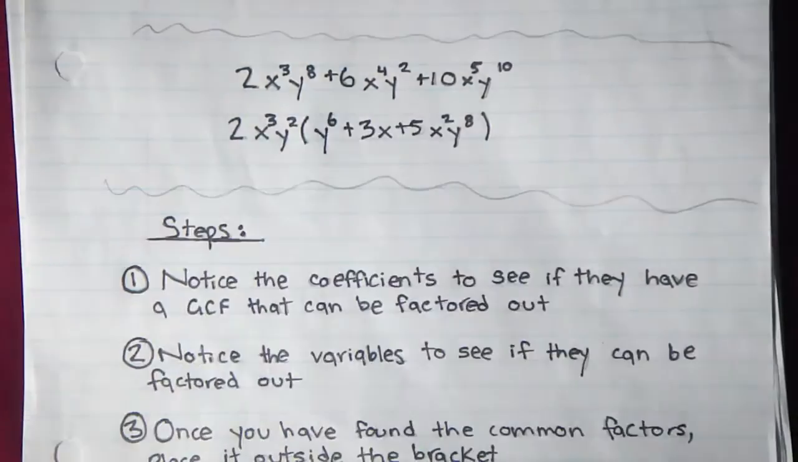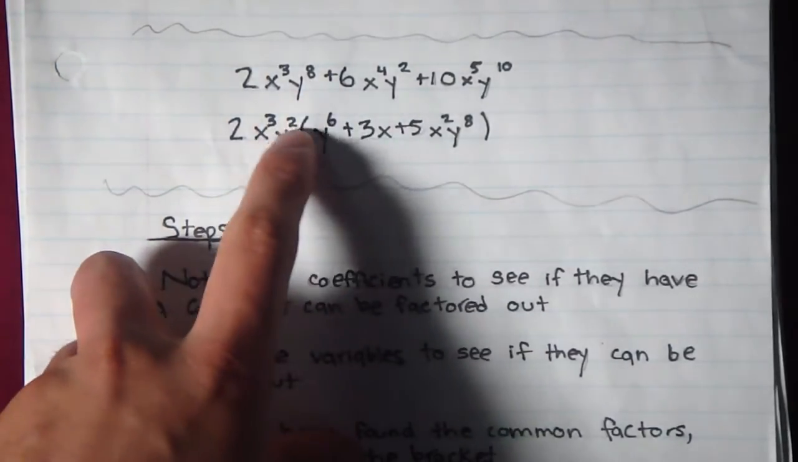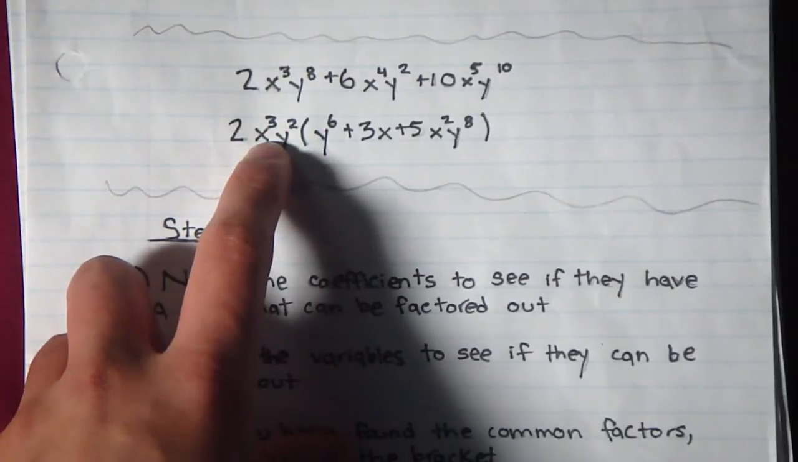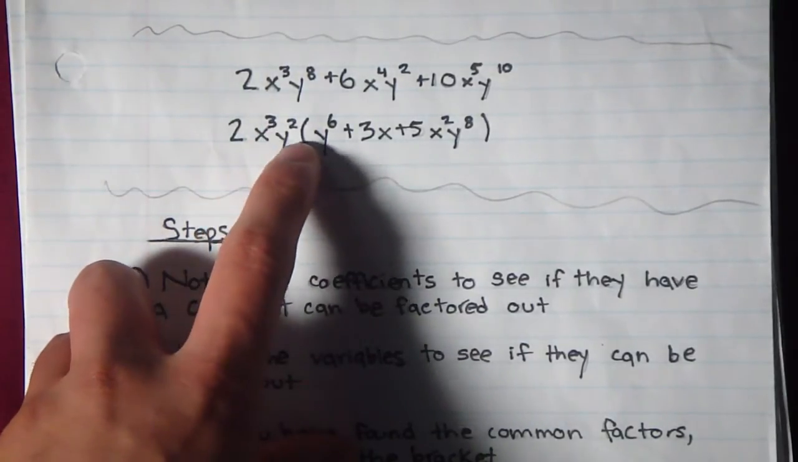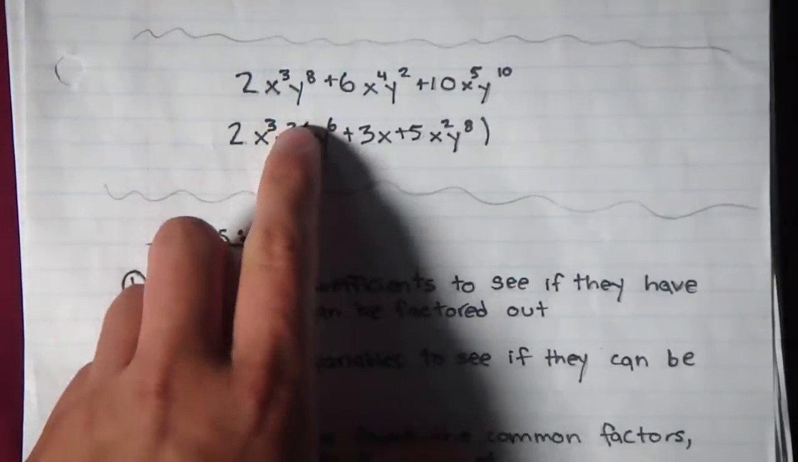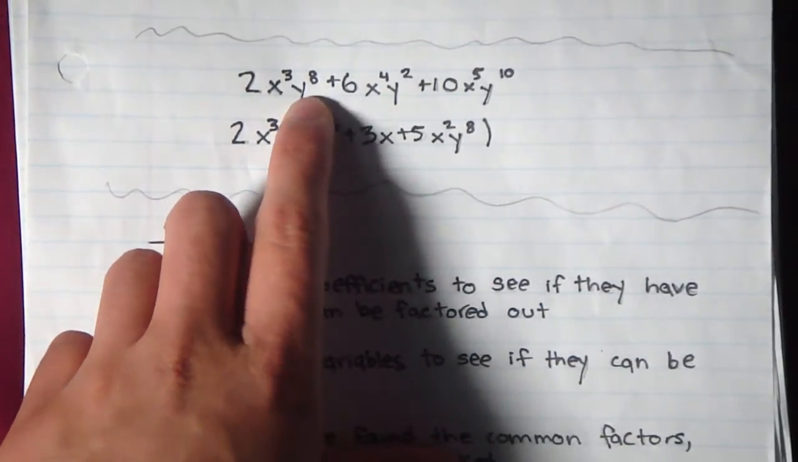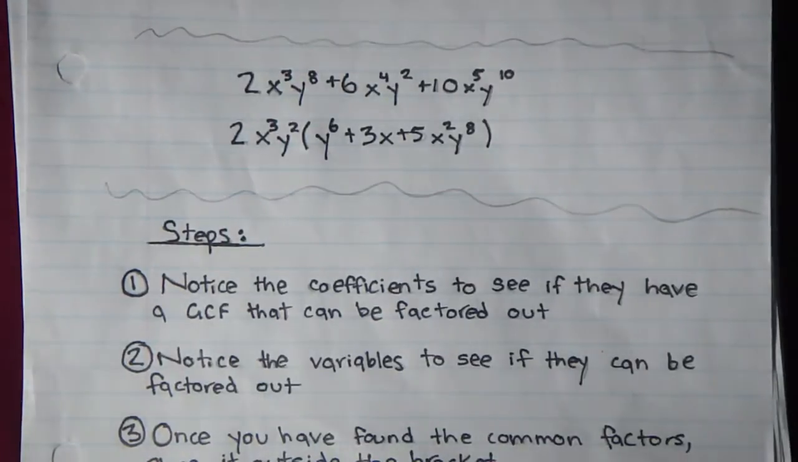It's kind of like creating a remainder. Now, since 3 is the largest number that can go into 3, 4, and 5, we put 3 outside, so it becomes 2x cubed so far. Then we go on to the next variable, which is y. We notice that there are 3 y's, and the exponents are 2, 8, and 10.